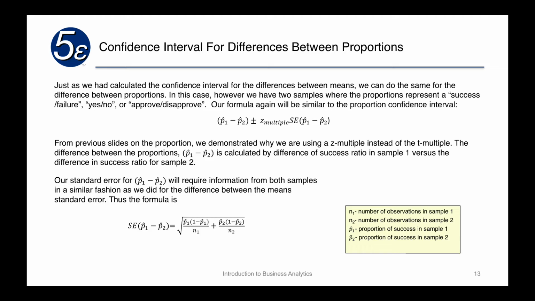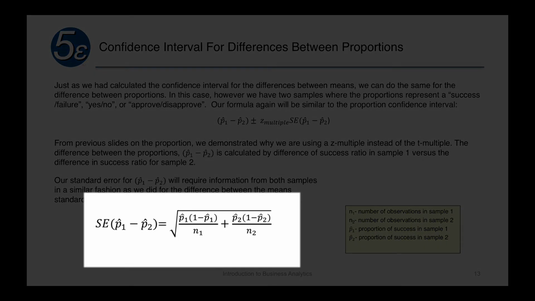Our standard error for the difference between the proportions is a little bit different. This is going to be equal to the square root of the predicted success for sample 1, P1 hat, times 1 minus P1 hat over N1. So you remember that this part looks like the way it was for a confidence interval for a single proportion. But now we're going to add the same thing for the second sample: the predicted success for sample 2, P2 hat, times 1 minus P2 hat over N2. And then we will take the square root.